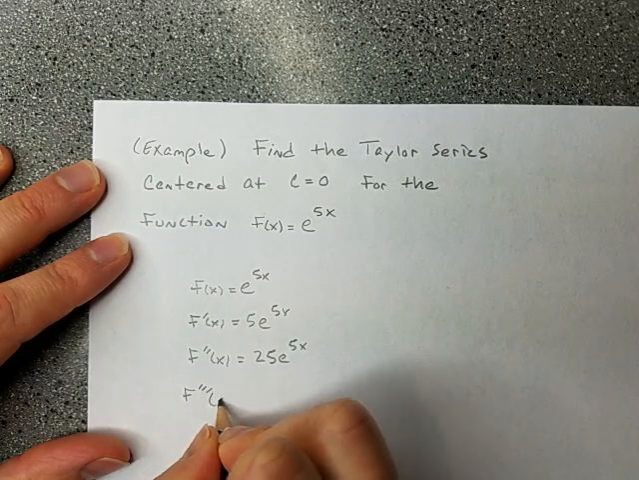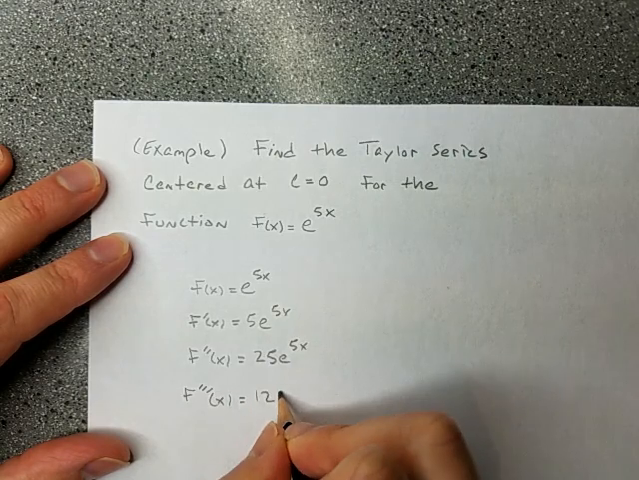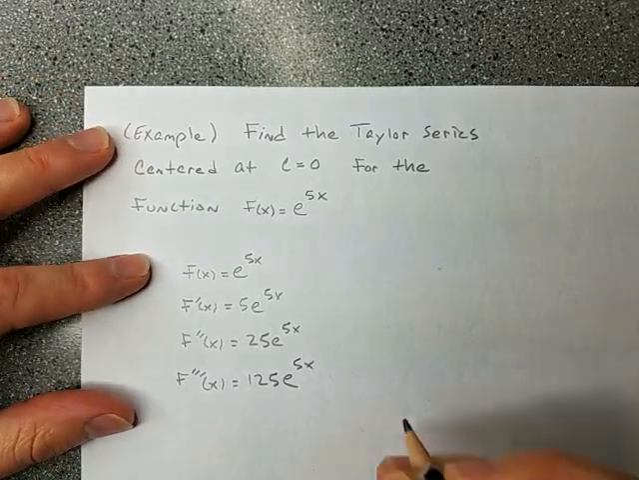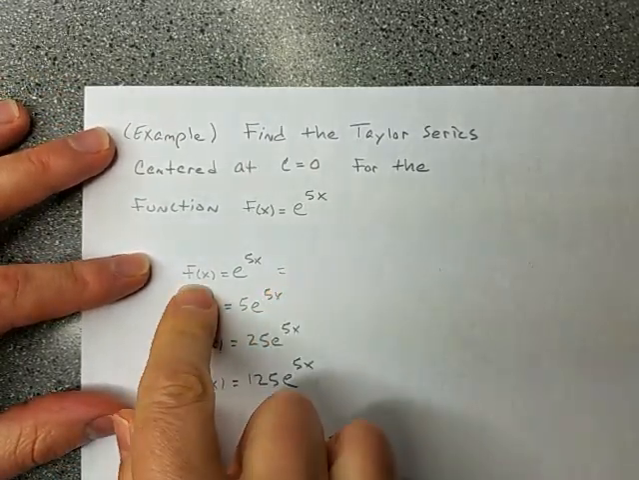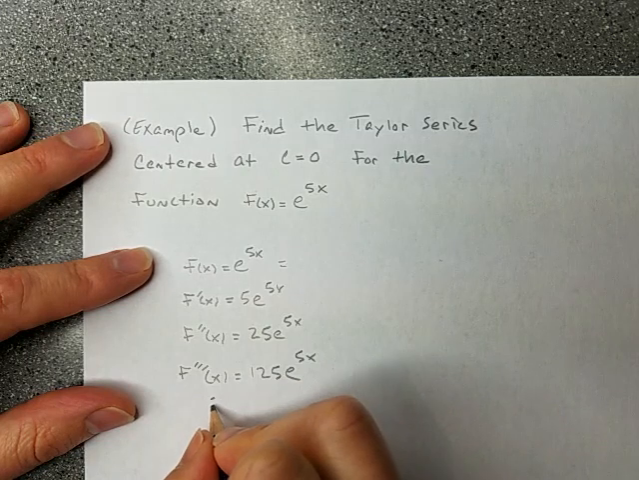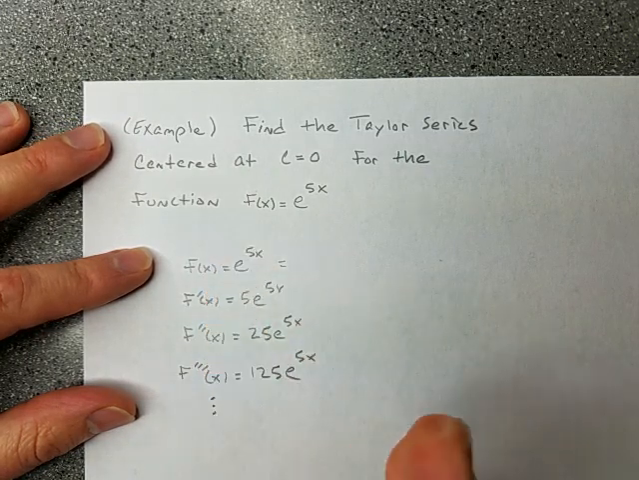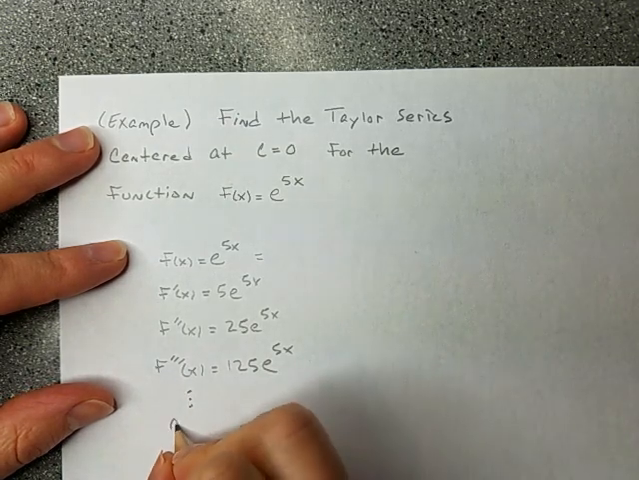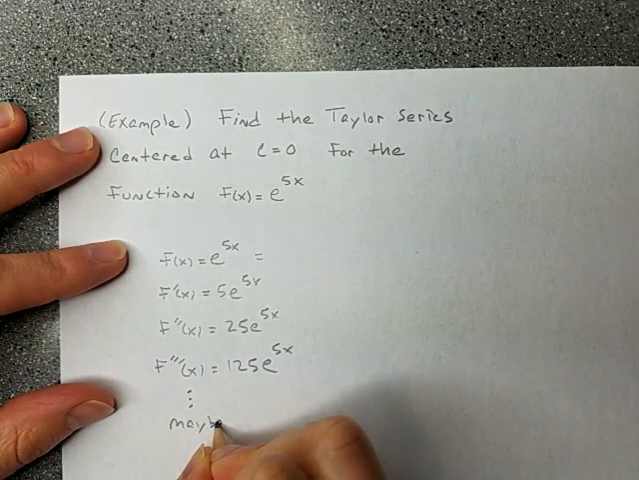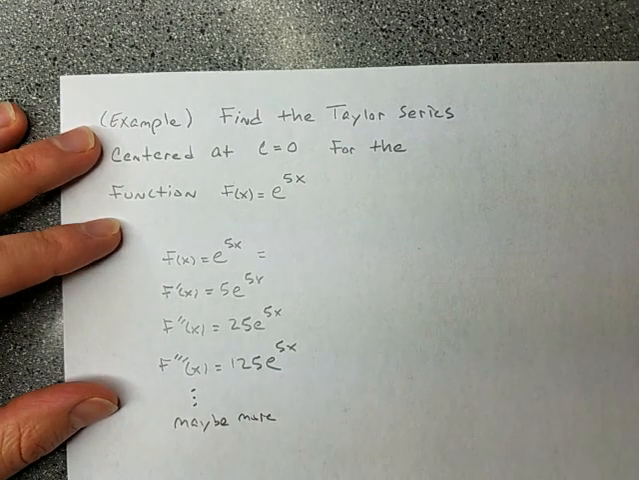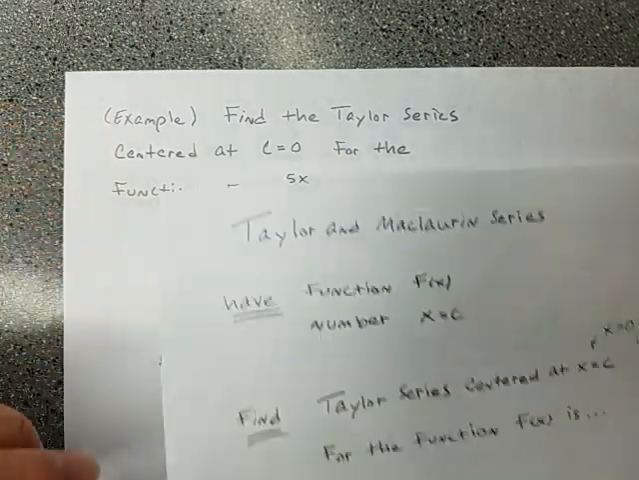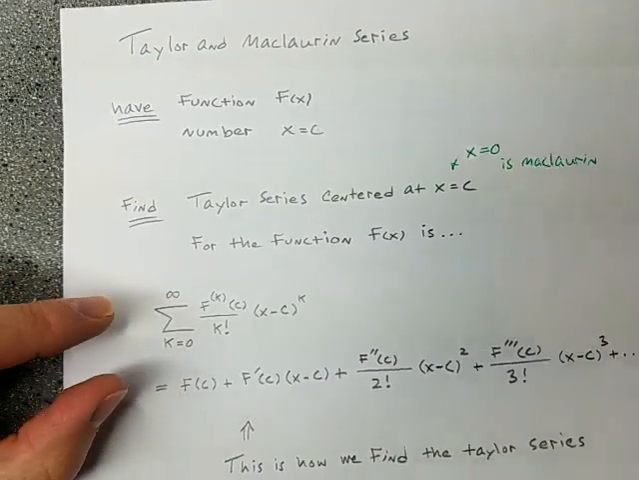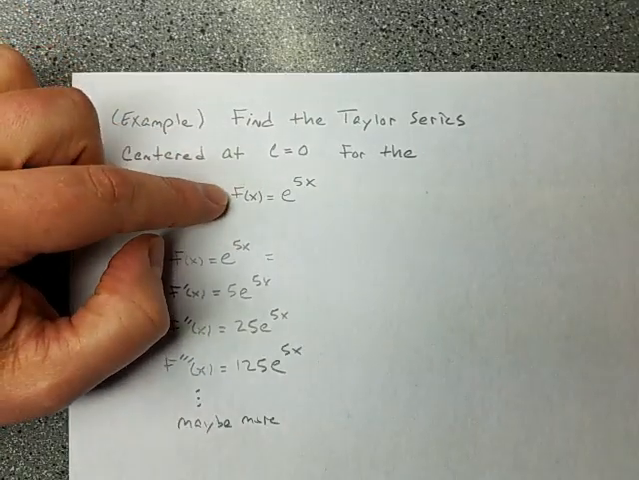Now, I don't know how far I'm going to have to go before I see a pattern, but I imagine this is enough, okay? Now, so there's my function, and up to the third derivative, if I can't find some pattern in the series I'm making, then I might need more. So I'm going to put maybe more. Why maybe more? Well, this is an infinite series. And I'm trying to formulate what all this is going to be for this function at that number.